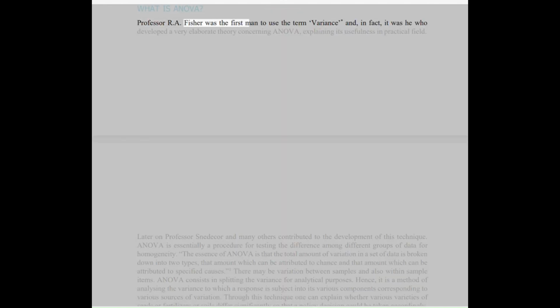Professor R.A. Fisher was the first man to use the term variance, and in fact, it was he who developed a very elaborate theory concerning ANOVA, explaining its usefulness in practical field. Later on, Professor Snedecor and many others contributed to the development of this technique. ANOVA is essentially a procedure for testing the difference among different groups of data for homogeneity. The essence of ANOVA is that the total amount of variation in a set of data is broken down into two types, that amount which can be attributed to chance and that amount which can be attributed to specified causes.